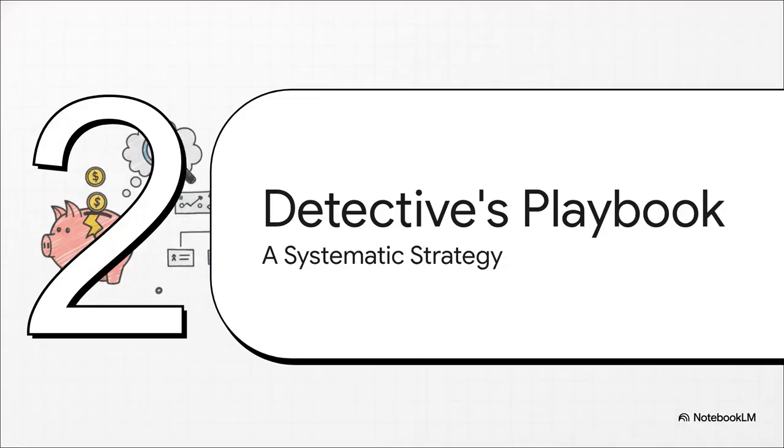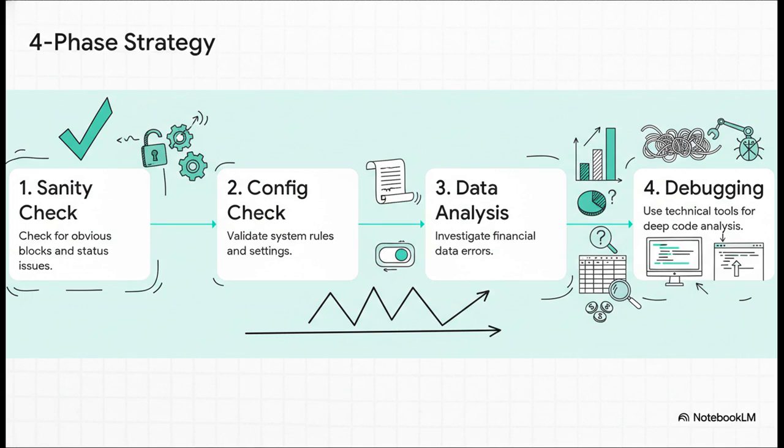So, with all this knowledge, how do we pull it all together? A real pro doesn't just run around randomly looking for clues. No, they have a systematic playbook that they follow to solve the case every single time. And that strategy is a really clear four-phase approach. You start with the easy stuff, right? A sanity check for those obvious blocks or status issues.